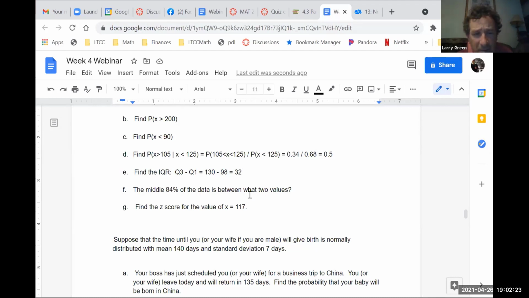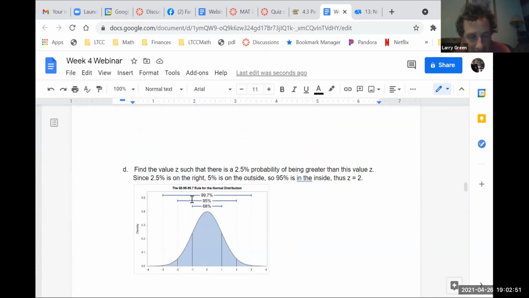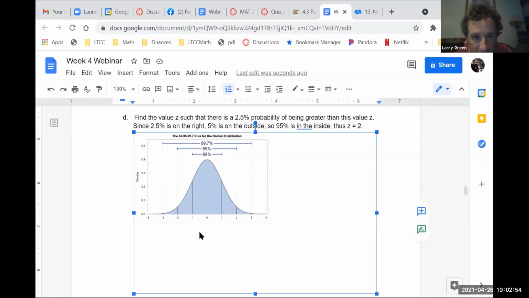Okay, the middle 84% of the data is between what two values? How do I do that? Any thoughts? So the middle 84% is between what two values? So the key here is the picture. Okay, so the middle 84%, we're going to have two values, somewhere like here and here. So it's going to be that middle area. And I want this value here and this value here. And I know that 84% is in between those two values.